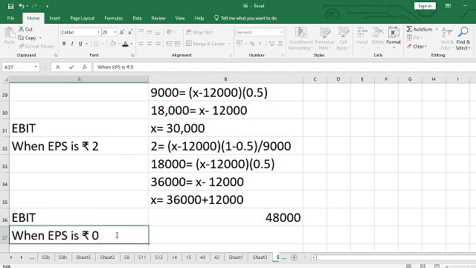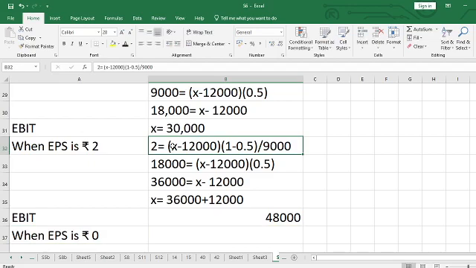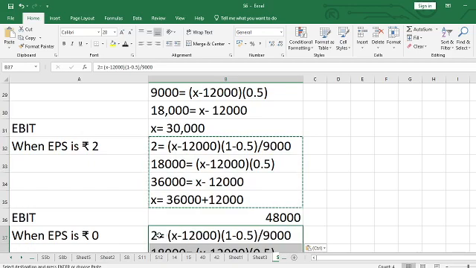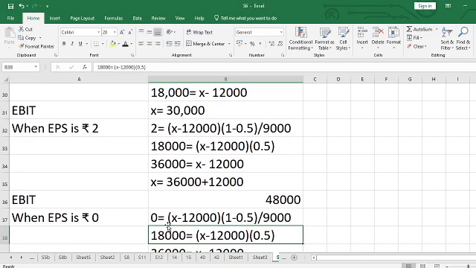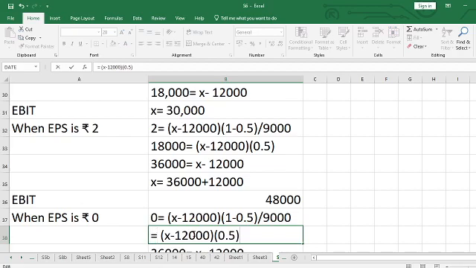The last one, when EPS is finally 0. So the same calculation will come here, the same formula. Now here instead of 2 we need to take 0. Now here 9,000 into 0 will come 0 here. So only this X value will remain here.